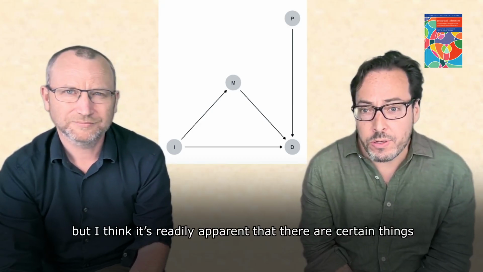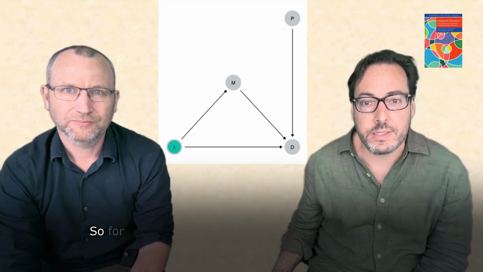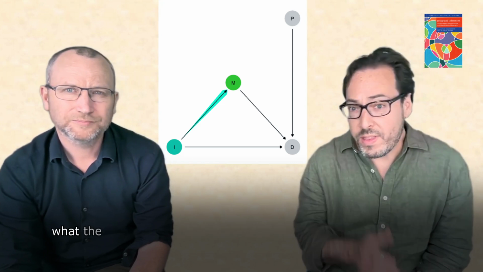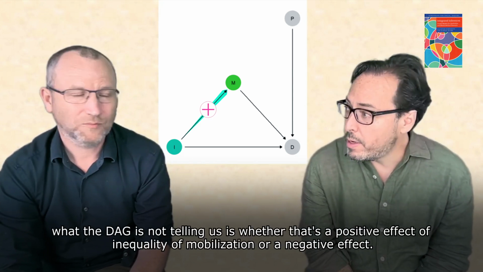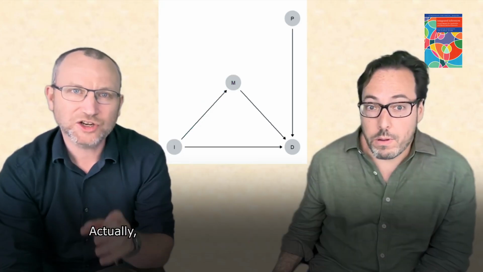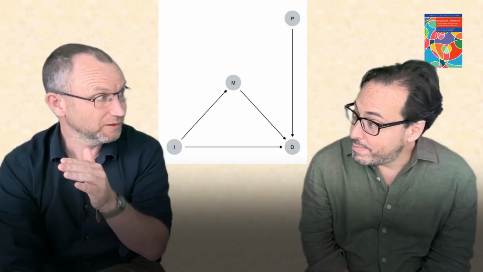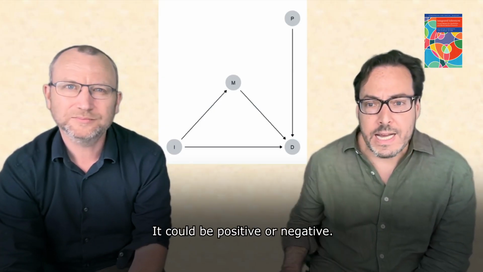There's some information conveyed in the DAG about our beliefs about the world, but as is readily apparent, there are certain things that the DAG doesn't tell us about causal relations. So for instance, for the inequality to mobilization link, what the DAG is not telling us is whether that's a positive effect of inequality on mobilization or a negative effect. Actually, a lot of people assume when they see a DAG that this means a positive relationship. Could it just as well be a negative relationship? That's right. It could be positive or negative.